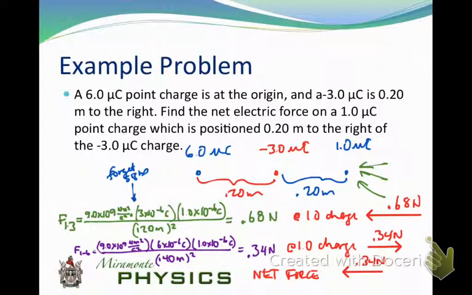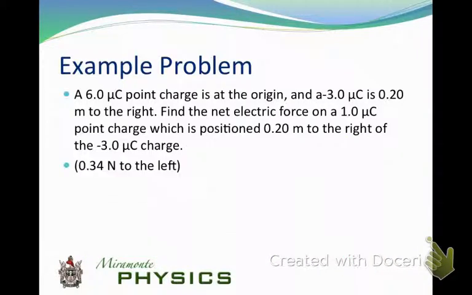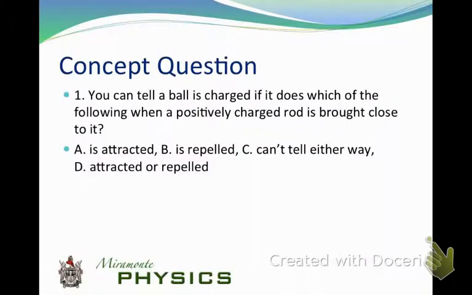Remember, when we're talking about vectors, you have to specify in your answer both the magnitude and the direction. Without the direction, the answer is only half right. And there's the correct answer, 0.34 newtons to the left. Okay, so that's it. Good.